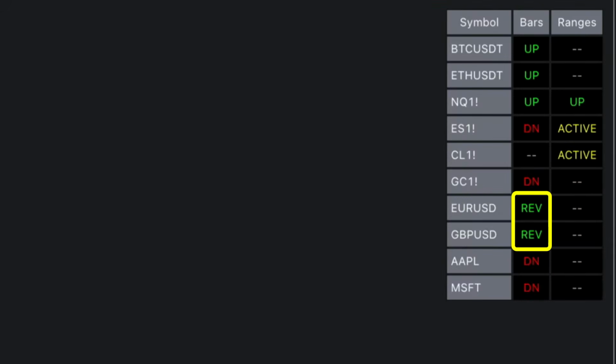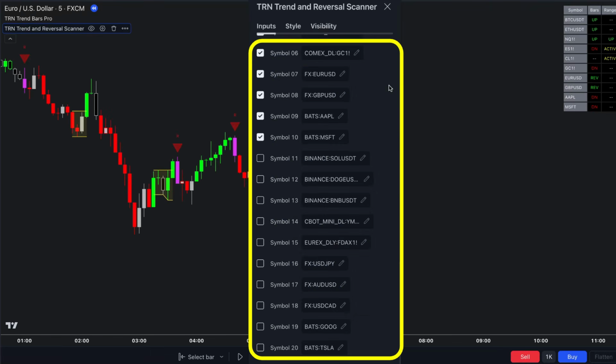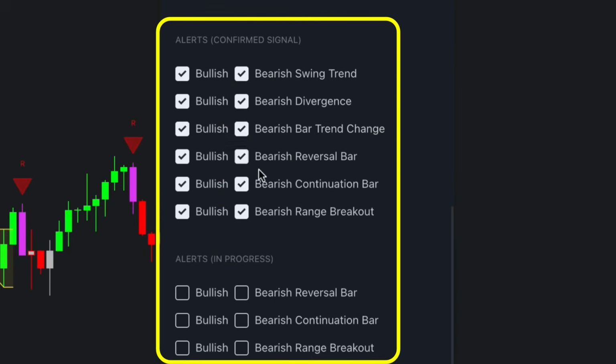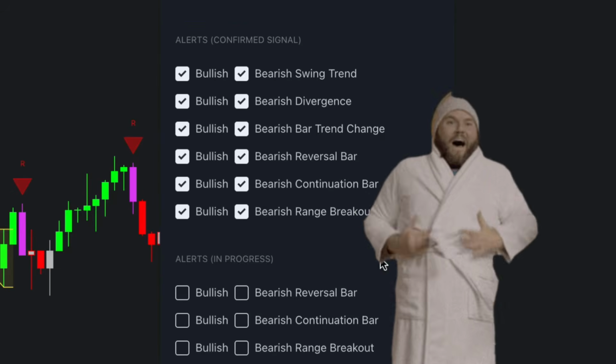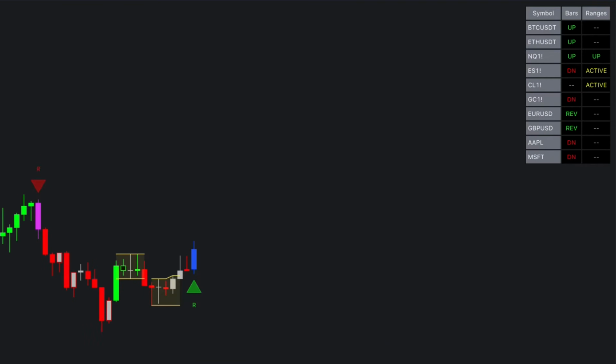It looks for signal bars, ranges and trend shifts for you on up to 20 symbols at the same time. You can also set alerts for all these signals for an extremely comfortable trading experience. In this example, our trend and reversal scanner found a bullish reversal bar on the EUR/USD 5-minute chart.